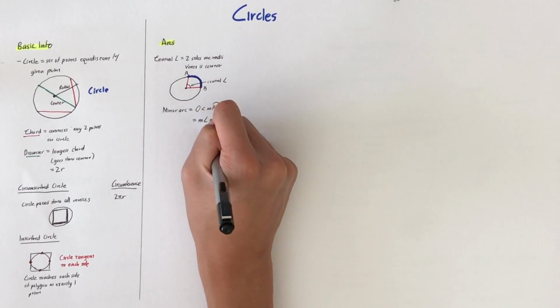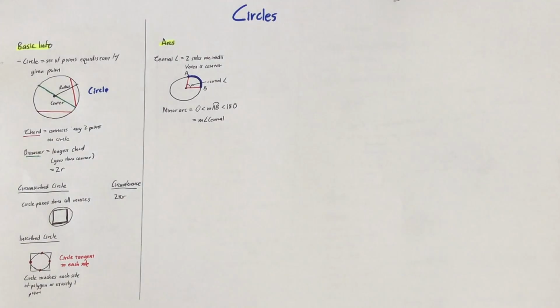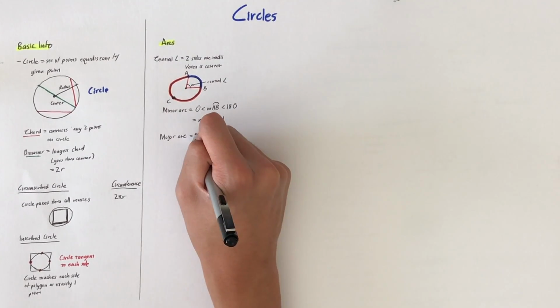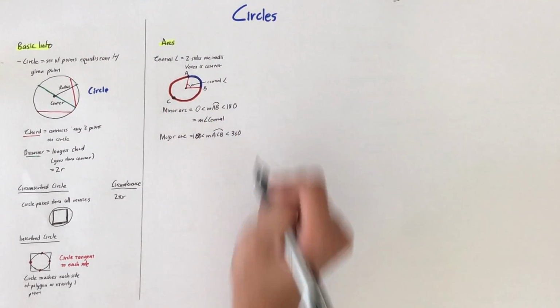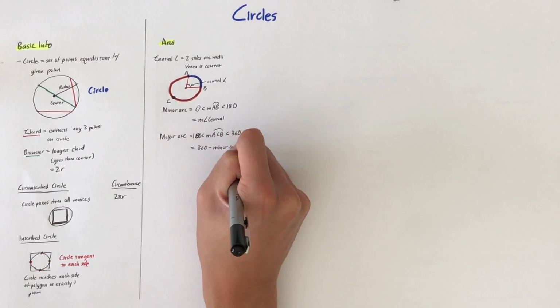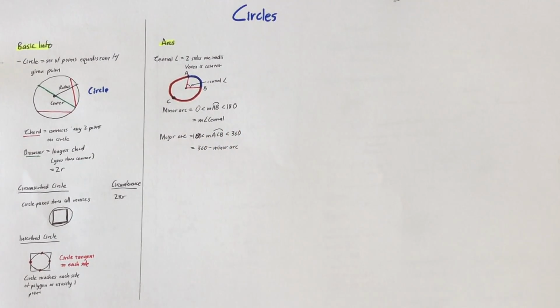The measure of arc AB is between 0 and 180. That's why it's called minor. And it's also equal to the measure of the central angle. The major arc is the longer arc that goes all the way around. You have to identify it with the third point, which is what I did with point C, and its measure is between 180 and 360. So you can find it by subtracting the minor arc or the central angle from 360 degrees.